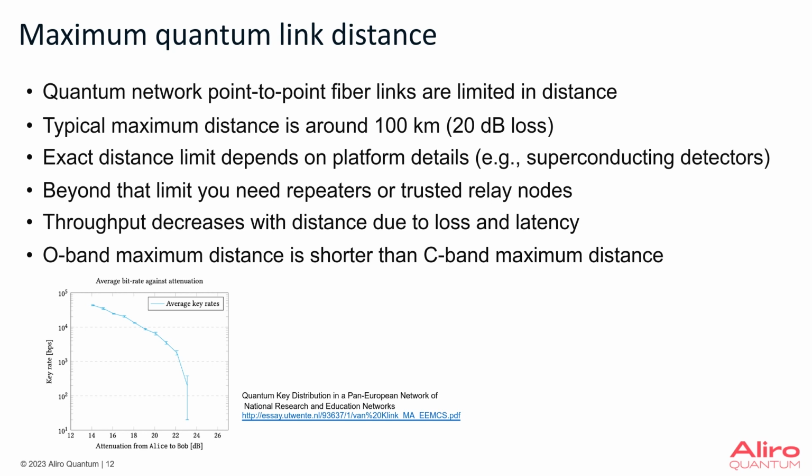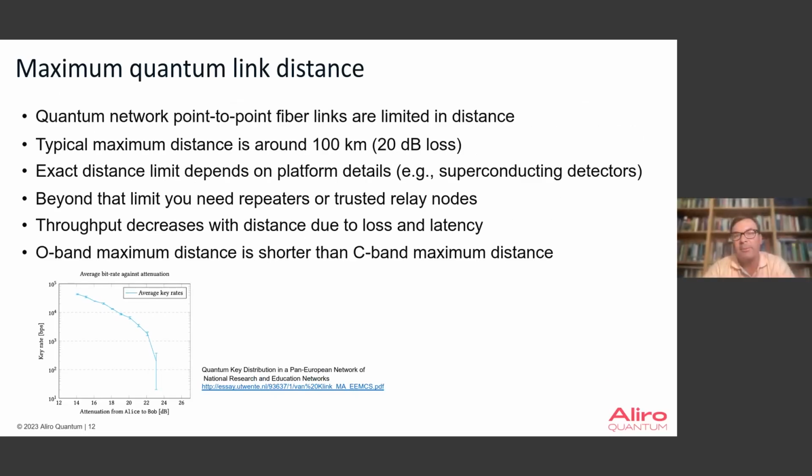That limit of 100 kilometers may actually be higher or lower, but 100 kilometers is typical for currently available commercial products. And that's the number that I will use in my examples. That limit of 100 kilometers is not a black and white hard limit. In the blue graph at the bottom of this slide, you can see that the throughput of the quantum link actually goes down smoothly as the link distance increases.